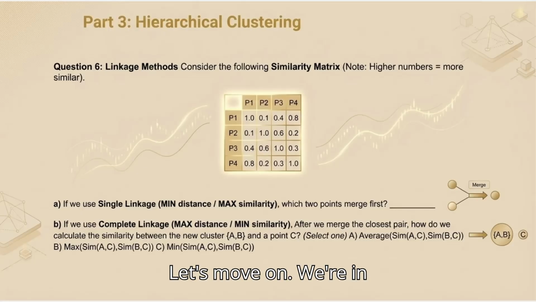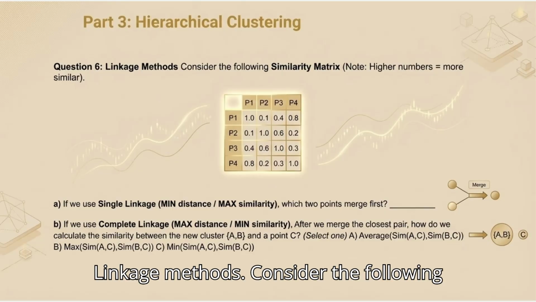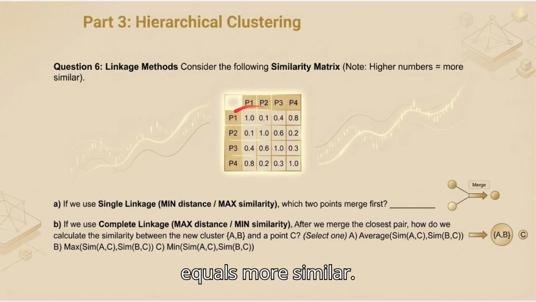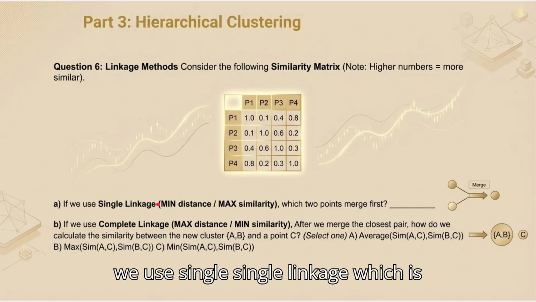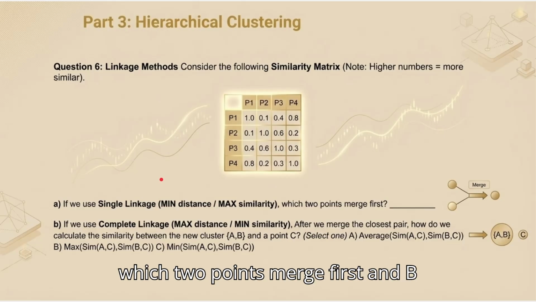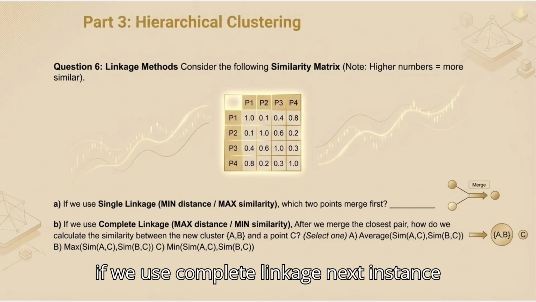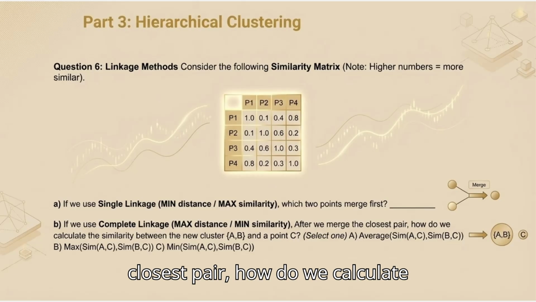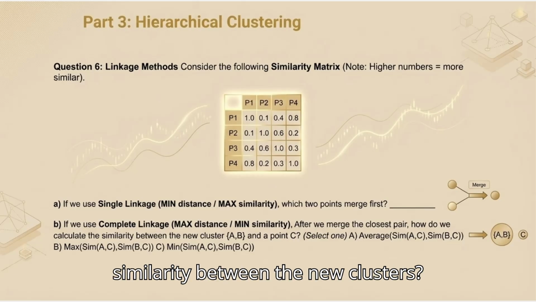Let's move on. We're in part 3 now, question 6. Linkage methods. Consider the following similarity matrix. Note, higher numbers equal more similar. So there are two parts. Part A, if we use single linkage, which is min distance or max similarity, which 2 points merge first? And part B, if we use complete linkage, max distance or min similarity, after we merge the closest pair, how do we calculate similarity between the new clusters?